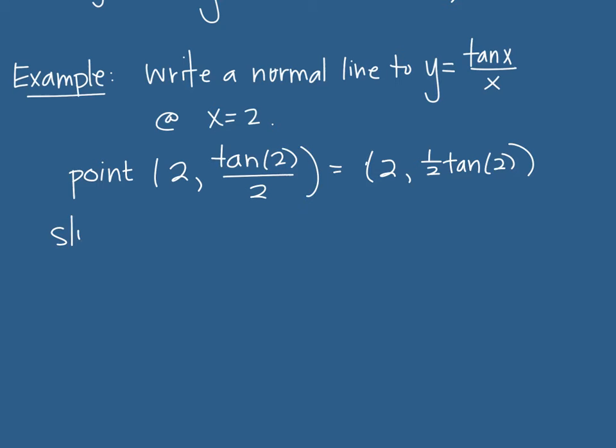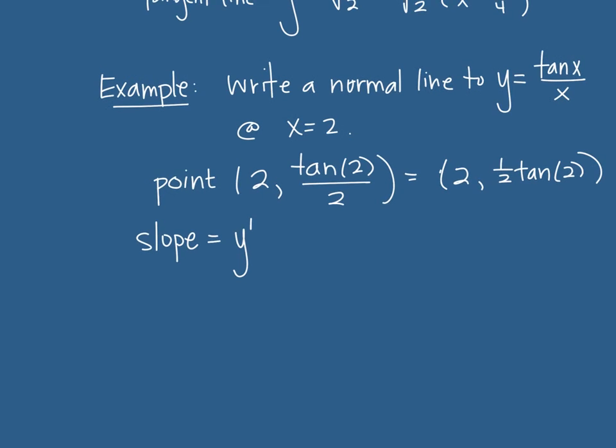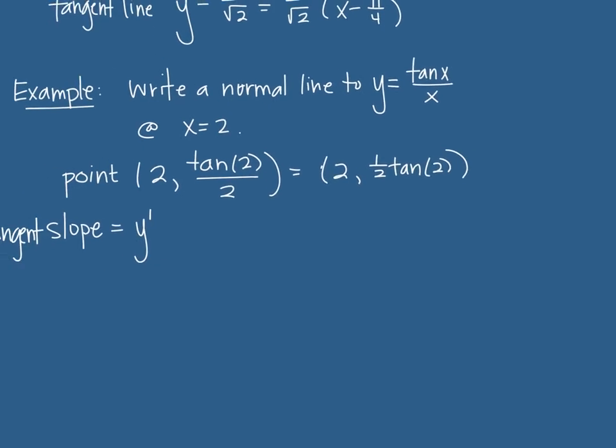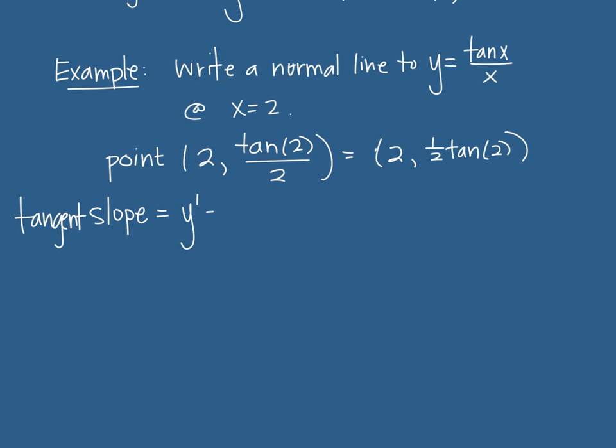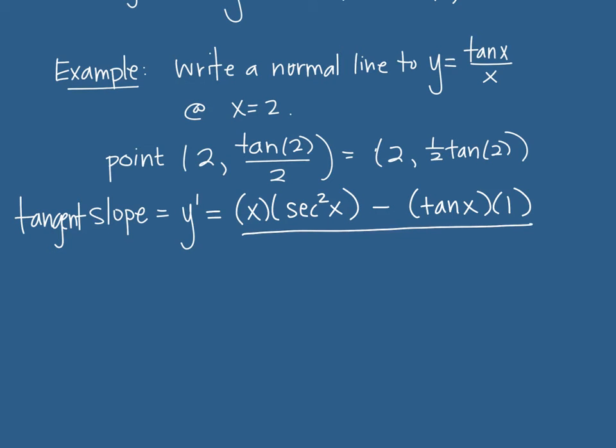Okay, our slope. We need to find y prime. This will find us the tangent slope. And we'll do this with what rule? Yep, we're going to need the quotient rule here. So my quotient rule is going to start me out with x times the derivative of tangent, which is secant squared, minus tangent of x times 1, all over x quantity squared.